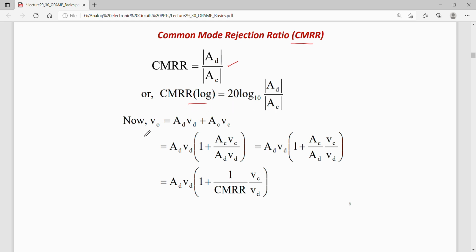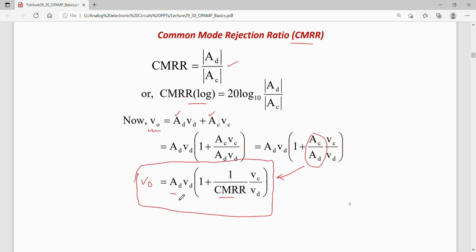And we had also seen that the output of this op-amp can be written in terms of both differential mode gain and common mode gain as this much. Now this V0 can be further simplified to this relation, where this 1 by CMRR term is coming from here, that is AC by AD. So AC by AD is 1 by CMRR, which is put in this equation. So you get the final V0 of the op-amp in terms of the differential mode gain, common mode gain, the differential mode input and common mode input.